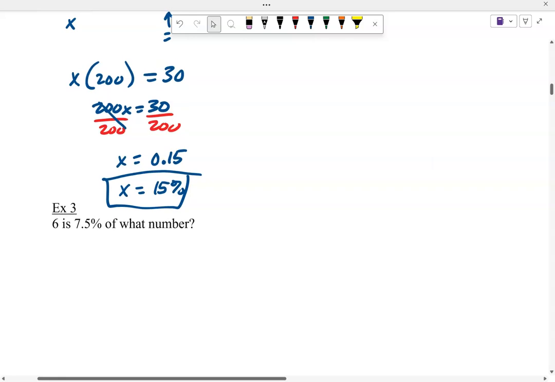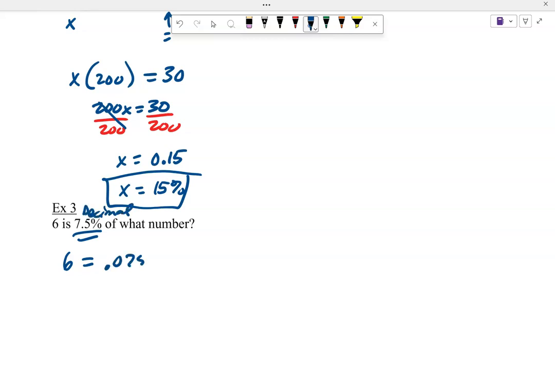6 equals 7.5%. Now, when you work with percentages, this needs to be a decimal. So put it as a decimal. That's 0.075. Of, meaning multiply, what number? What number is going to be my x? So 6 is 7.5%. Again, you have to have that in decimal form when you're working with it mathematically. 6 equals 0.075x. So 0.075x equals 6.